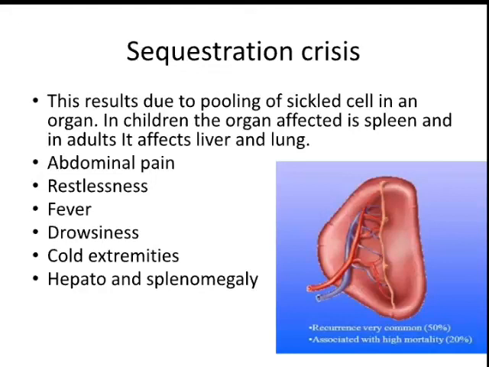Mostly the first organ affected by the sickle cell due to sequestration is the spleen. In the adult, it affects the liver and the lung. So mostly the pooling of the sickle cell happens in the spleen in babies, and in the liver and lungs in adults. That is the reason the patient will have severe abdominal pain, restlessness, fever, drowsiness, cold extremities. They go into shock, hepatosplenomegaly. The recurrence is very common. 50% of cases will have a recurrence of sequestration crisis.